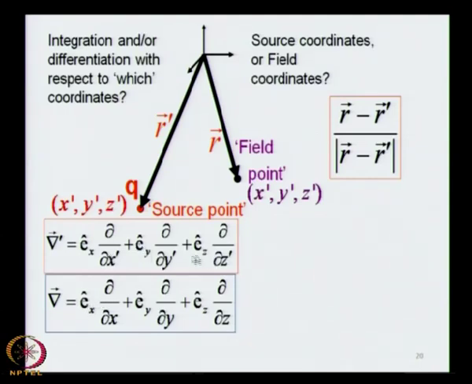The Cartesian unit vectors are constant vectors, but the derivative operators involve differentiation with respect to the variables, here with respect to x, and likewise also with y prime and y, and z prime and z. So, when taking the gradients, you have to be very careful about what it is that you are taking the derivative with respect to.